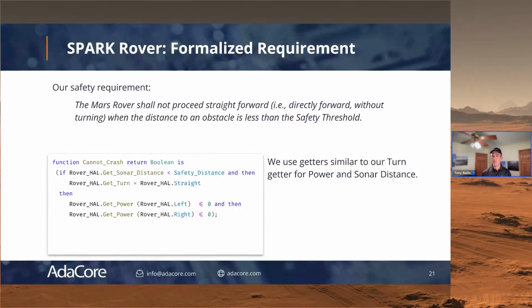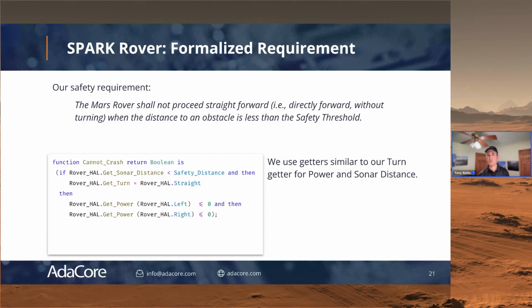So we take that same idea and apply it to sonar distance and to the motor powers. You might ask yourself, why are you applying it to sonar distance? Isn't there just a thing you can query to get the sonar distance? But that thing you query to get sonar distance actually affects the state of the rover. And we don't want our model, our ghost code, to affect the state of the rover. In fact, it can't. Spark won't let ghost code affect the state of actually executable code. So we have to introduce a getter for sonar distance, which we do.